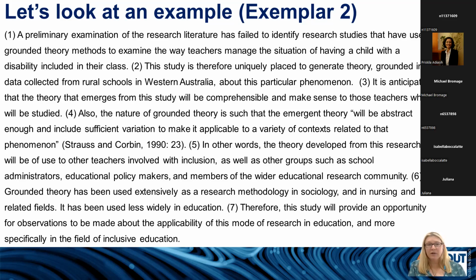It's anticipated the theory that emerges from this study will be comprehensible and make sense to those teachers who will be studied. The nature of grounded theory is such the emergent theory will be abstract enough and include sufficient variation to make it applicable to a variety of contexts. That's interesting as well. So, yep, it's rural schools in Western Australia. The aim is, though, that we can apply this theory to other contexts. In other words, the theory developed will be of use to other teachers involved with inclusion, as well as other groups such as school administrators, educational policymakers, and members of the wider educational research community.